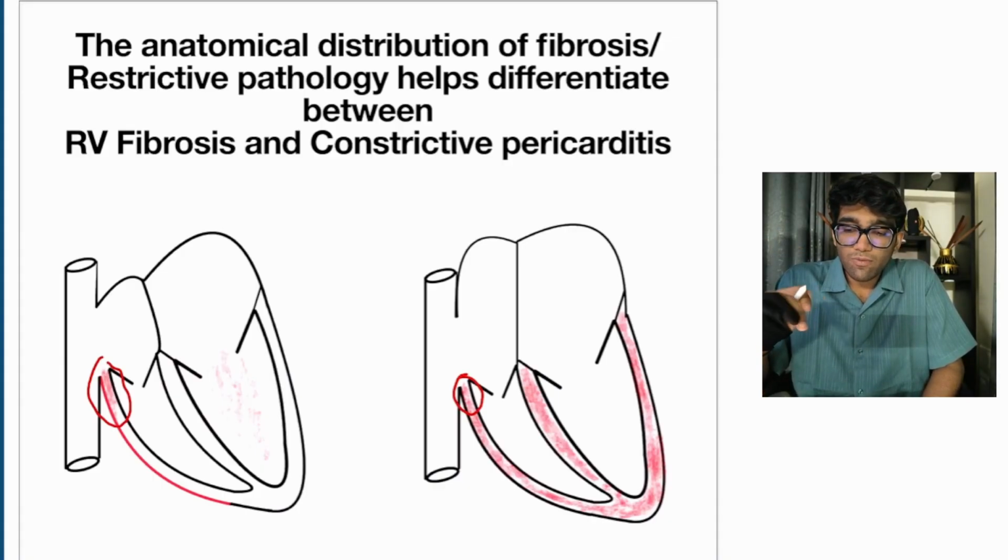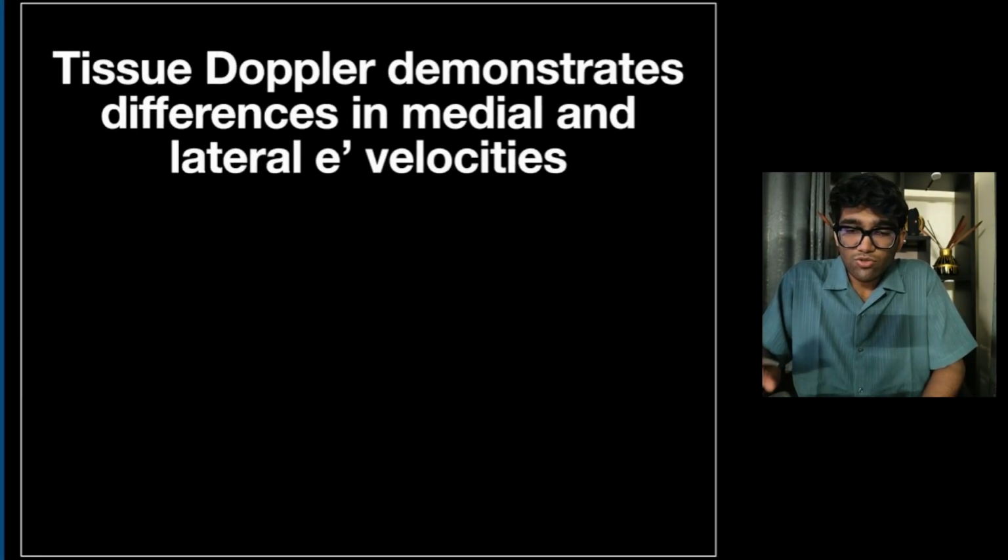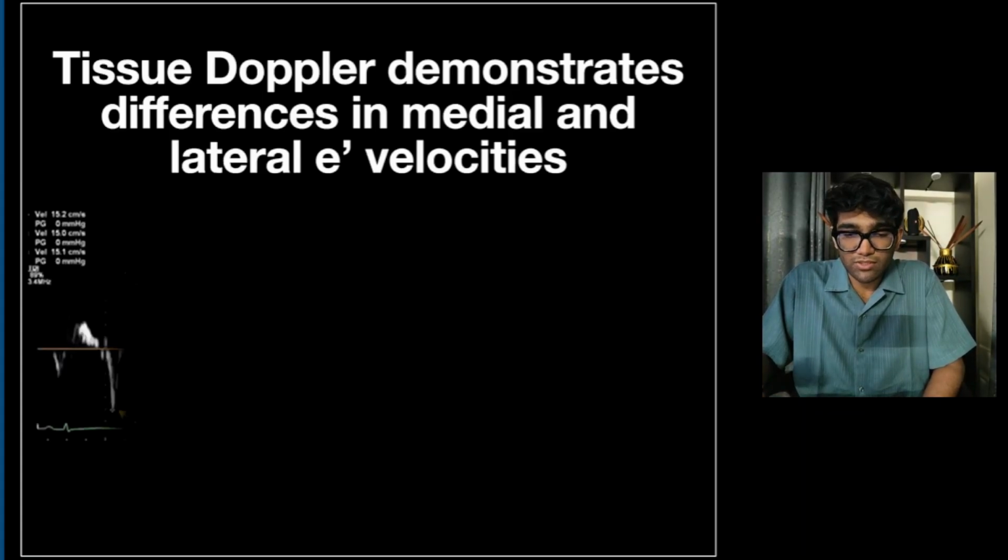Okay, so even in the left ventricle here, there is fibrosis, definite fibrosis. Here, the septum is definitely spared. There may be involvement of the lateral annulus. Okay, so in either valve, that issue will be there. So we can use this to our advantage in diagnosis. So tissue Doppler will show you differences in the medial versus lateral E prime velocities.